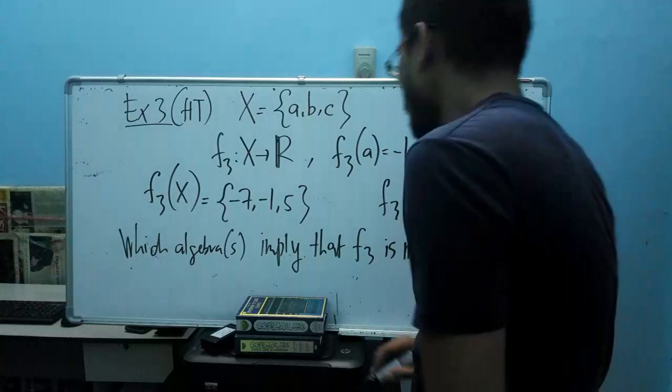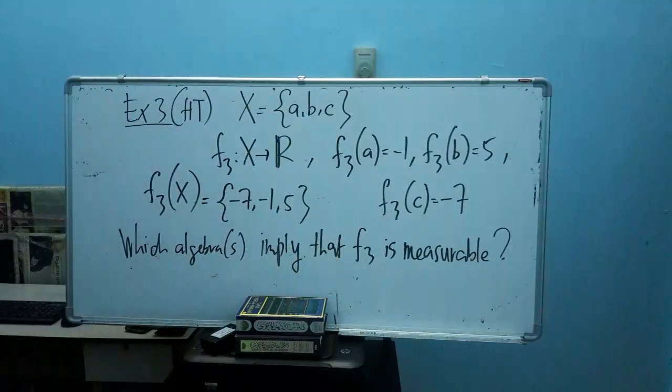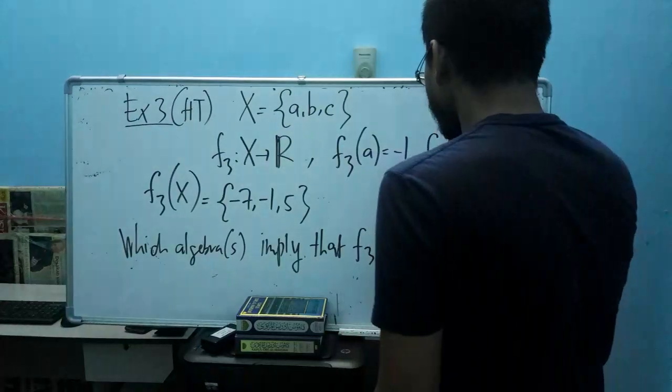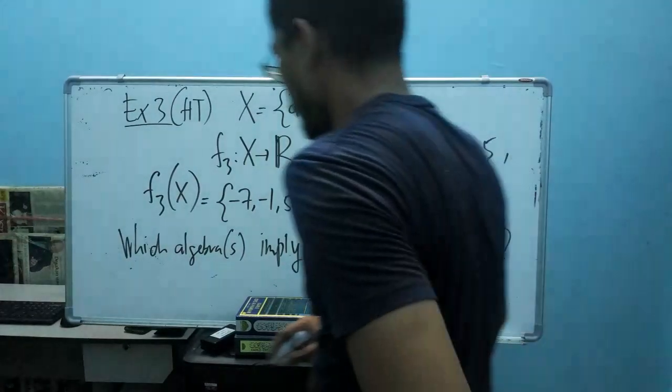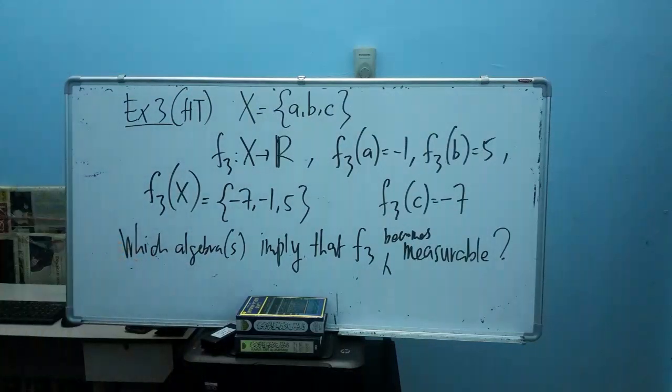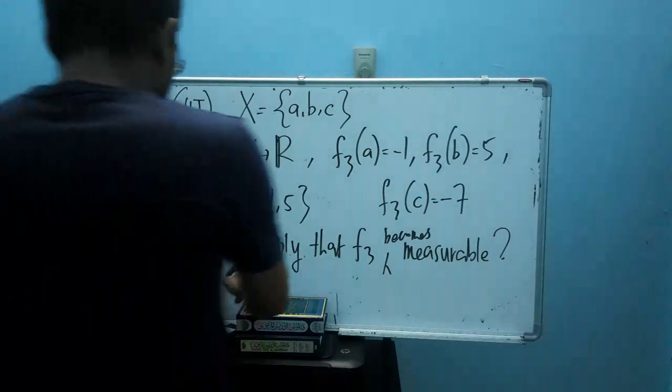Okay, which algebras imply that F3 becomes measurable. Okay, which algebras imply that your function F3 here becomes measurable. Okay, that is my question here.